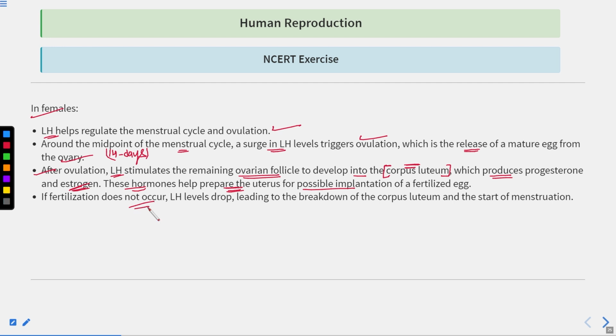Now, if fertilization does not occur, the LH level will drop. The level of estrogen and progesterone will also drop. So the LH level drops first, leading to the breakdown of the corpus luteum. If the corpus luteum degenerates, the level of progesterone and estrogen will also drop, and this will lead to the bleeding, and the next cycle will start.